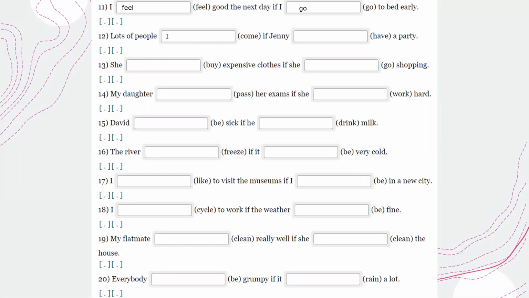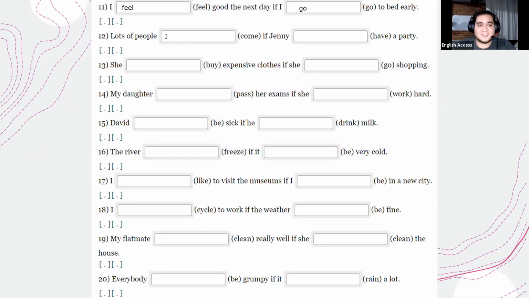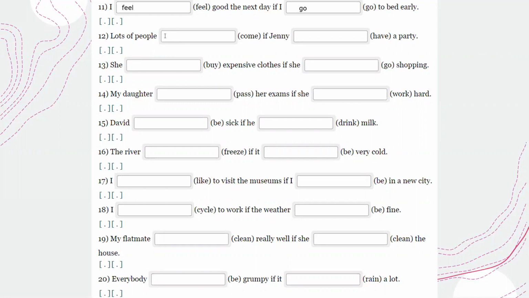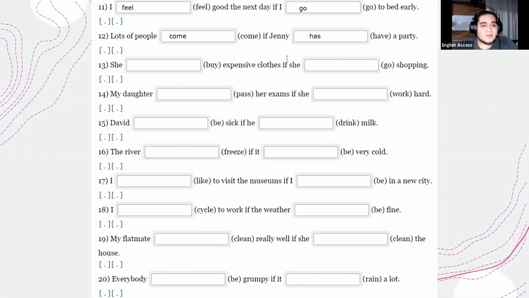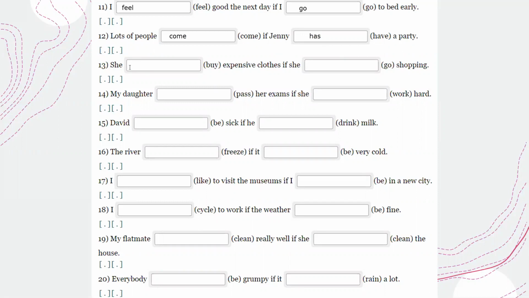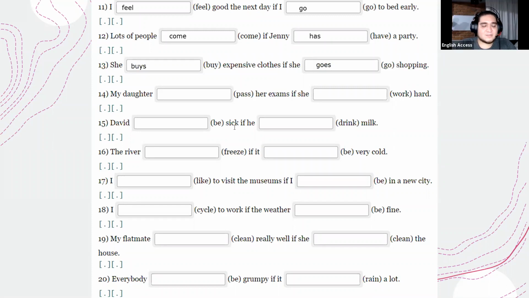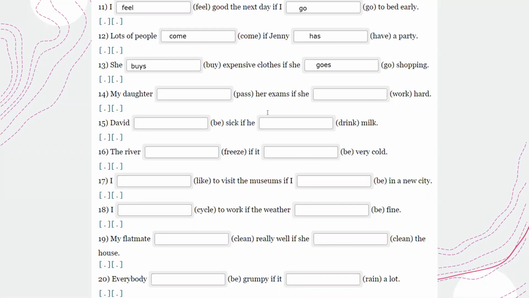Number 12. Guadalupe Morales. All right, go ahead. Lots of people come if Jenny has a party. Yes, very good. Number 13, Carolina. She buys expensive clothes if she goes shopping. That's perfect. Very good. 14. My daughter passes her exams if she works hard.